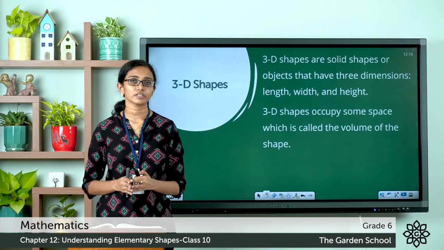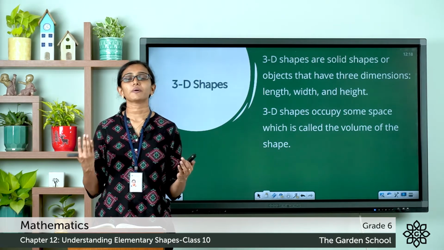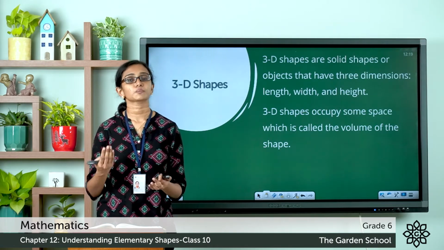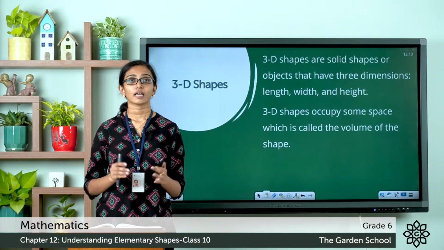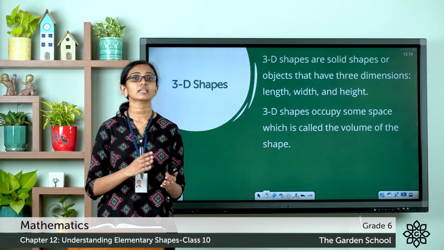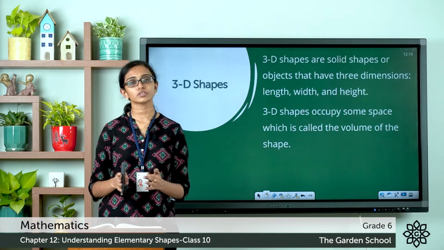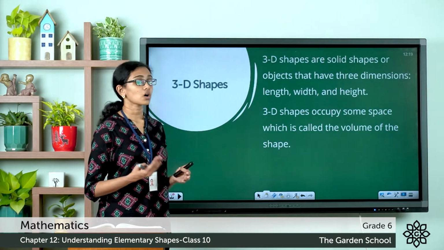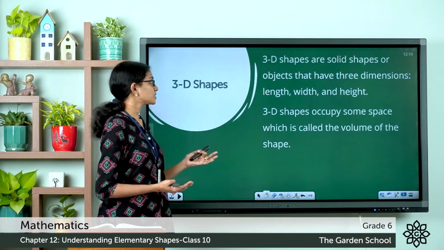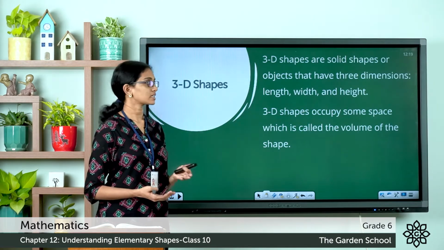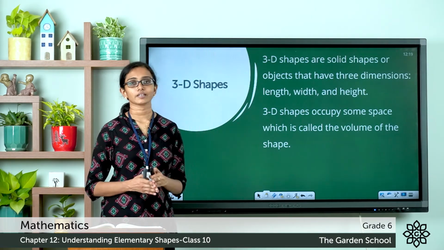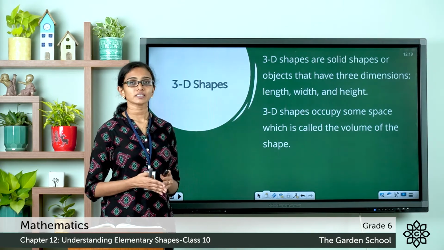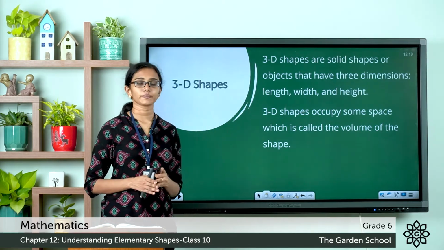Since they have 3 dimensions, they will occupy some space and they will enclose some space within. And the space contained within them is called the volume of the shape. So let's see these again. 3D shapes are solid shapes or objects that have 3 dimensions, that is length, width and height. Now 3D shapes occupy some space which is called the volume of the shape.